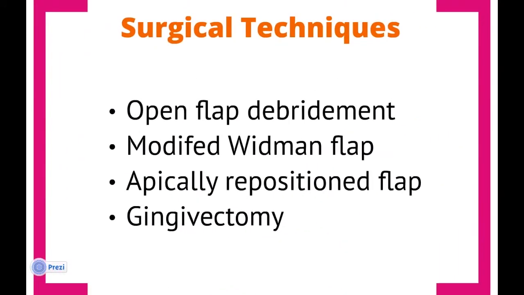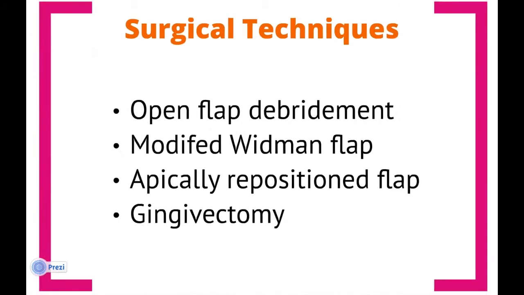A wide range of surgical techniques and modifications have been described, and there is scant evidence to suggest that one technique is superior to another. Examples include open flap debridement, modified Widman flap, apical repositioned flap, and gingivectomy. In principle, most of the above techniques can be classified into two main approaches concerned with the surgical treatment of pocketing: pocket correction techniques and pocket elimination techniques.